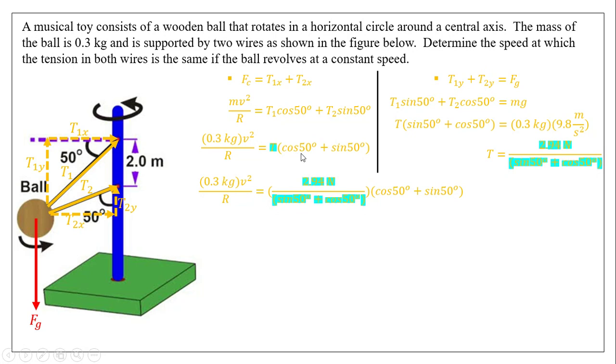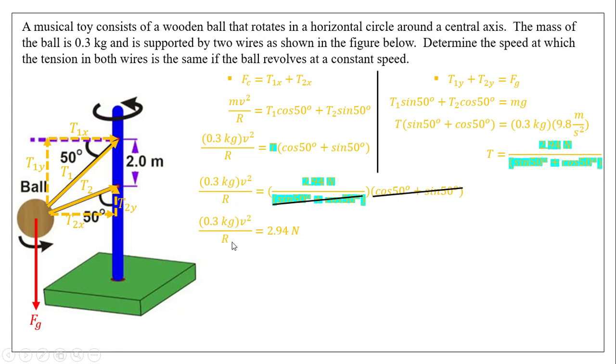And then this cosine of 50 and sine of 50 gets carried down. So what I do is I just cancel these two terms out, because sine of 50 plus cosine of 50 is the same as cosine 50 plus sine of 50. So these are two exact terms, so I'm going to cross that out. So what I'm going to do is carry the work down. So it'd be 0.3 v squared divided by r, which is equal to 2.94.